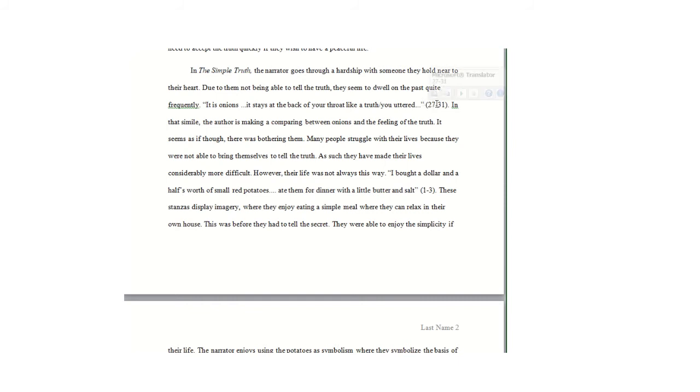End the quote. Then give me the range of lines within the parentheses. I know it's Philip Levine. You don't have to put Levine here because when we're talking about The Simple Truth, you could put the line range, 27 to 31. In that simile, which it is a simile, "at the back of your throat like a truth," the author is making a comparing between, so we need some revision here, a comparison between onions and the feeling of the truth. So a comparison between onions and what could be perceived as truth.